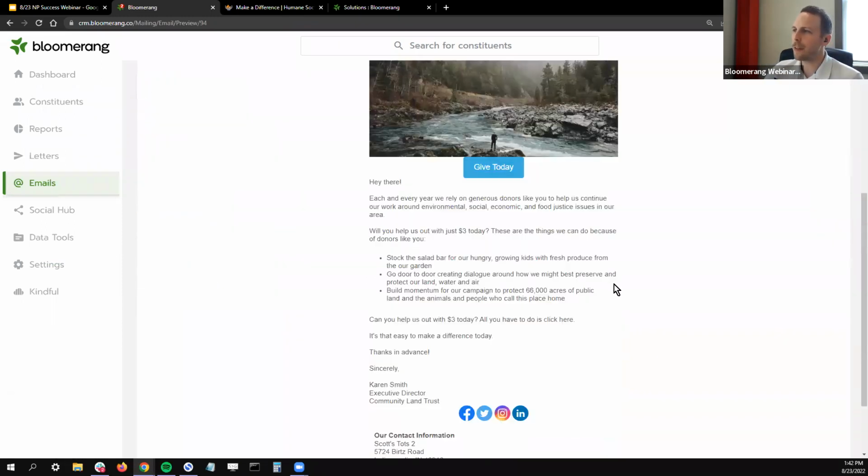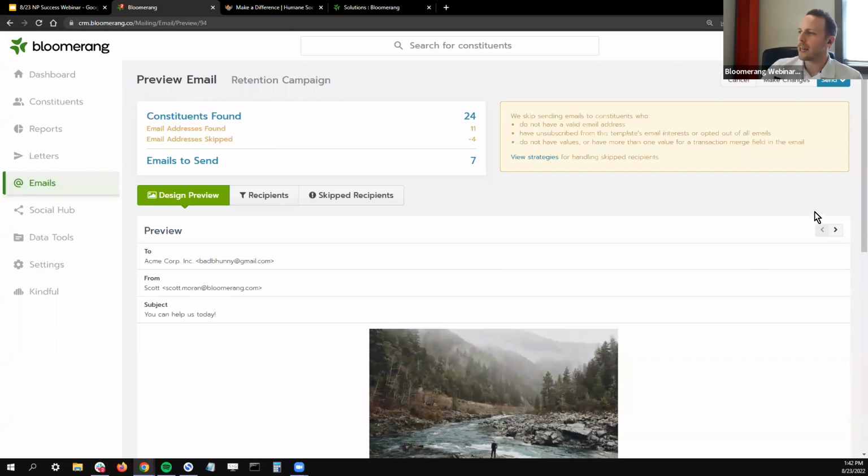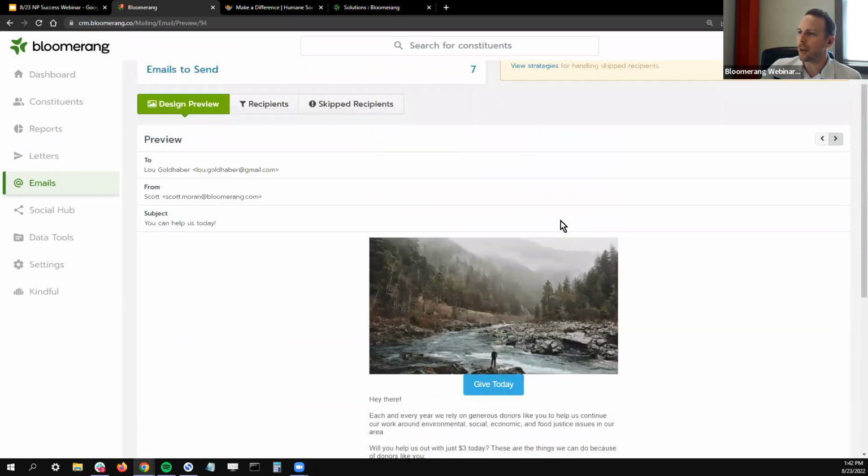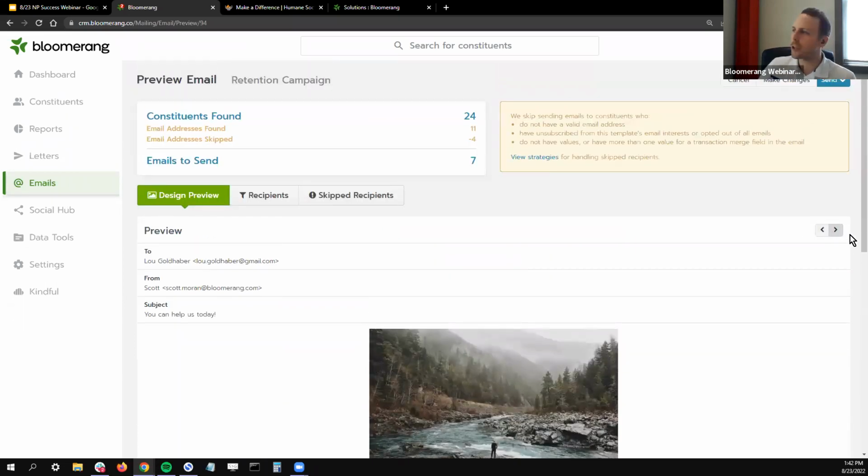So you can get a quick preview of the email, what it's going to look like. You can even see what it will look like for each donor, so make sure the merge fields and donation amounts are going to look okay. So you can do a final check. And then you can either send or schedule this email for later if you choose to do so.